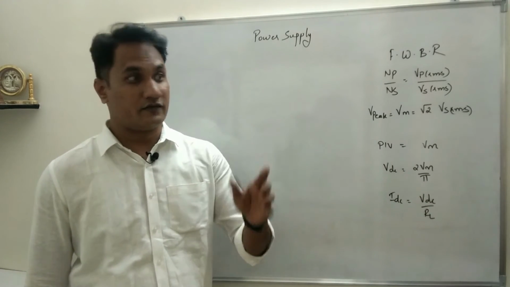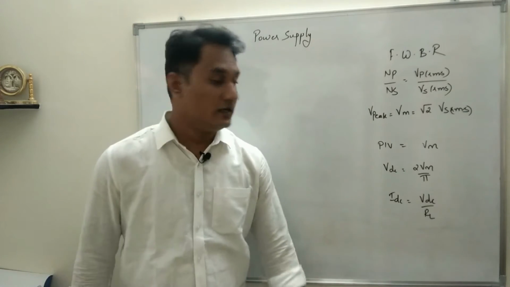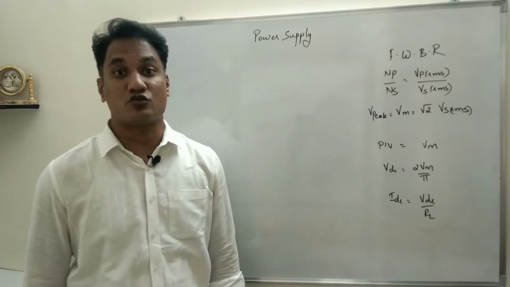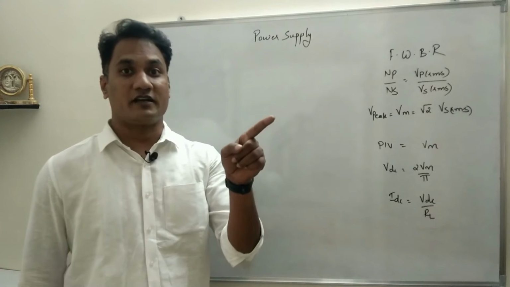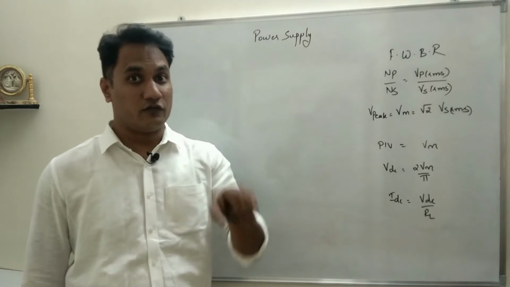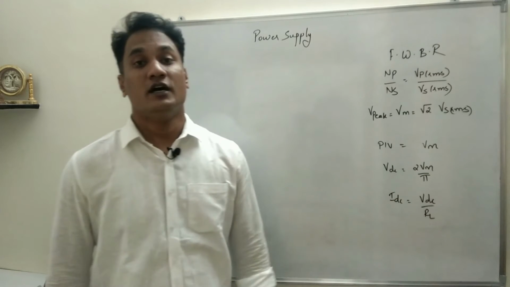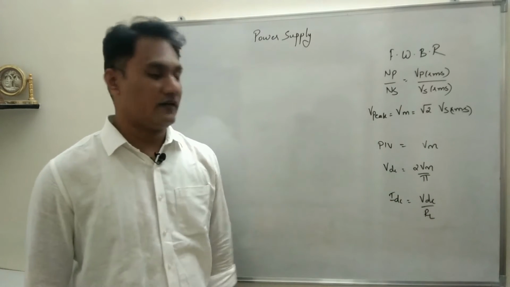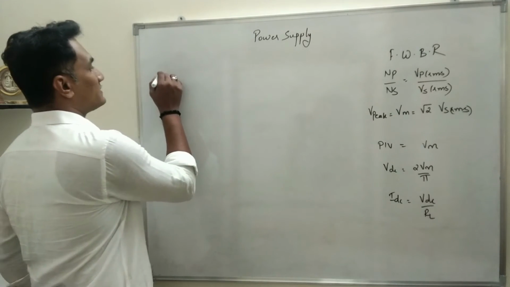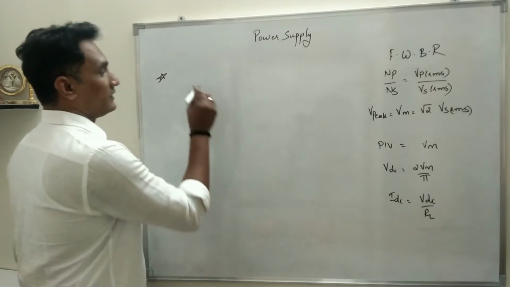Now VDC is 2 Vm by pi. See, there is a difference again. If you compare this formula with the half wave rectifier, it is Vm by pi in the case of the half wave rectifier. Now in the full wave bridge rectifier we mention it as 2 Vm by pi. In a half wave rectifier only one half of the input is rectified, the other half is clipped from the circuit, but in a full wave bridge rectifier both half cycles are rectified. So when you calculate VDC, it should be 2 Vm by pi, and of course IDC will be VDC upon RL.